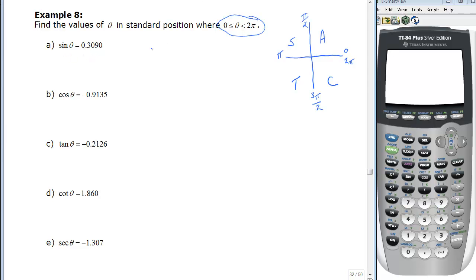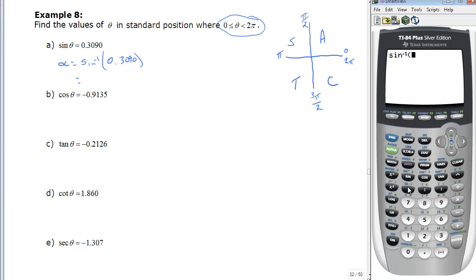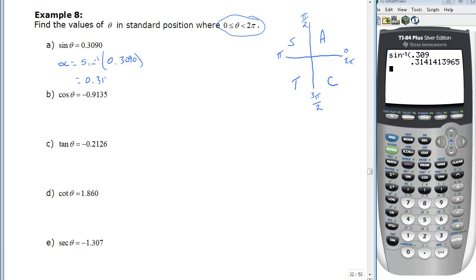So for example A, we have sine theta equal to 0.3090. We're going to start using the same procedure we've used in the other questions. Find the reference angle. So this time, sine inverse of 0.3090 gives us a reference angle of 0.3141 to 4 decimal places, or 4 significant digits. Now, that's in radians, because we're working in radians.